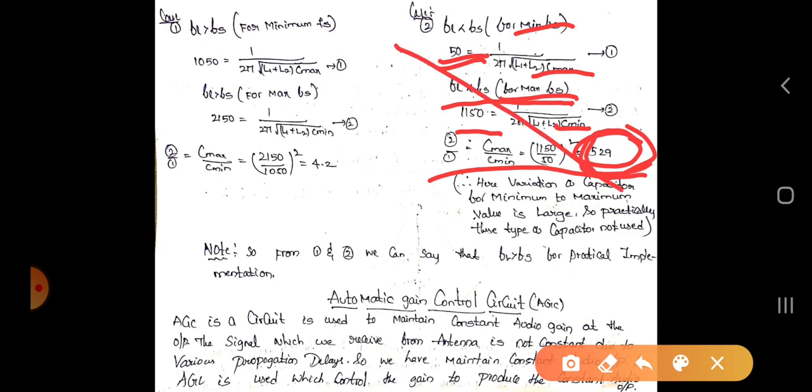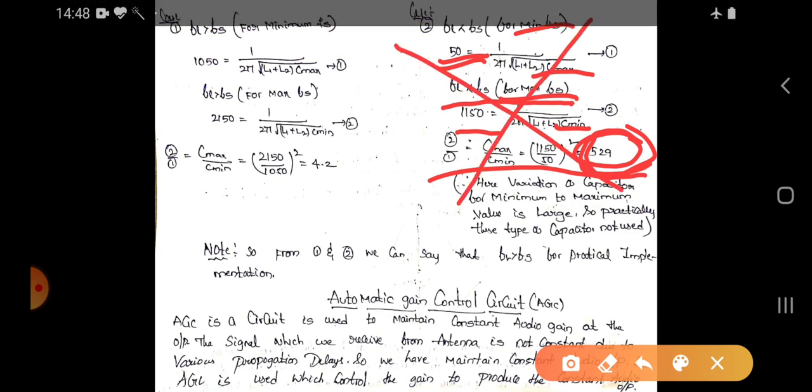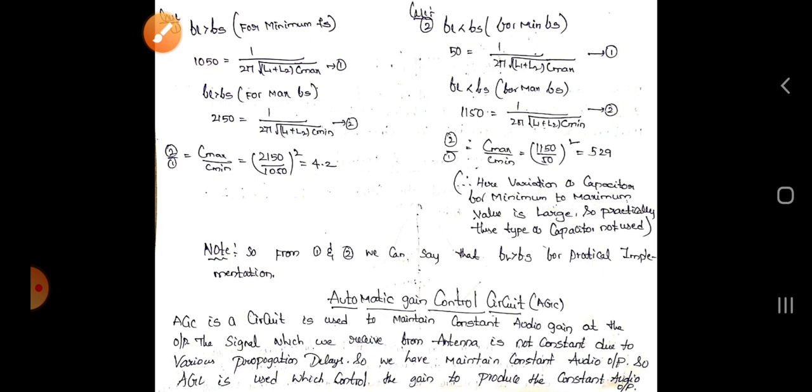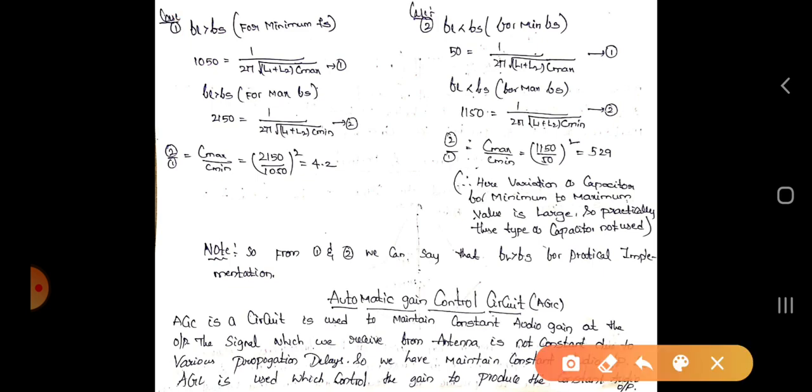That's why we are not using case 2. That's why we are using case 1, that is FL greater than Fs. This is the reason why we are using down conversion, and also why we are going for FL greater than Fs. This is all about the local oscillator. Now I will explain another important topic, that is automatic gain control.